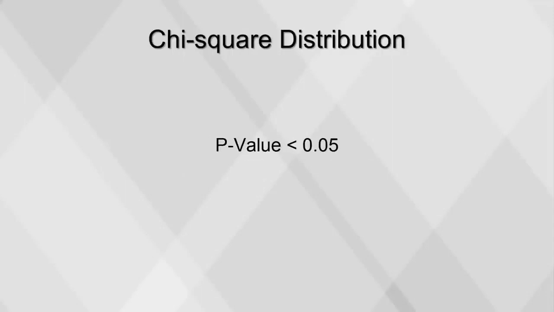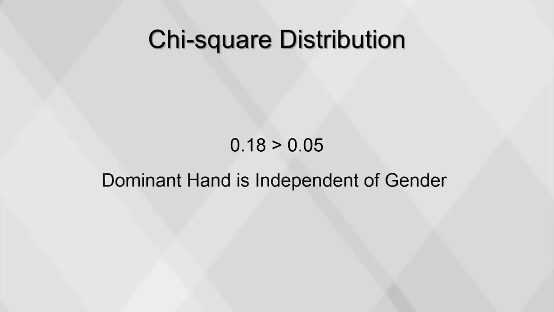If the p-value is less than 0.05, we say there is an association between the two variables that is statistically significant. In this example, our p-value is 0.18, which is greater than 0.05, so we conclude that the dominant hand variable is independent of gender.